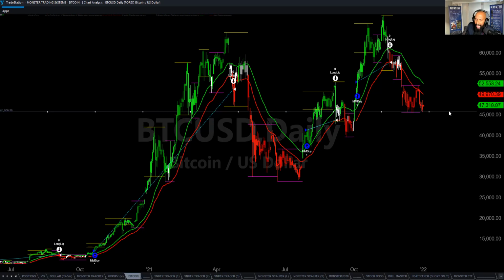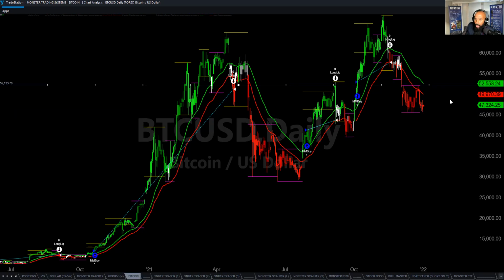If we wanted to buy, if we wanted to go long, we would wait for a buy signal above resistance. So if the price gets above this resistance area in here, we would get a buy signal like this blue arrow right here. You see where the previous price got above this resistance area here, and we got a buy signal. So if the price gets above this area, we could get a buy signal just like this.